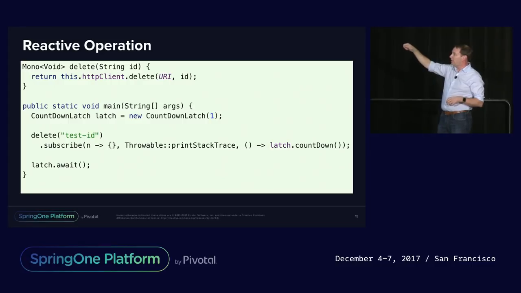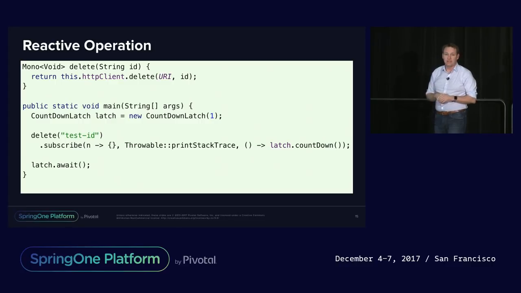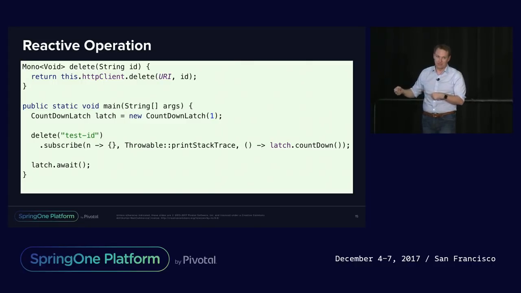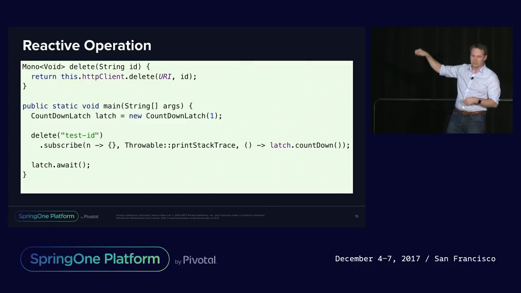So we're returning immediately. This method executes completely. So by the time it gets back to main, the line that says delete test ID, nothing has happened. No network request has happened at that point. It's only at the point that we subscribe that this entire framework that we built is executed. Then the networking happens. And there's this whole CountDownLatch thing around it. Ignore that for the moment.